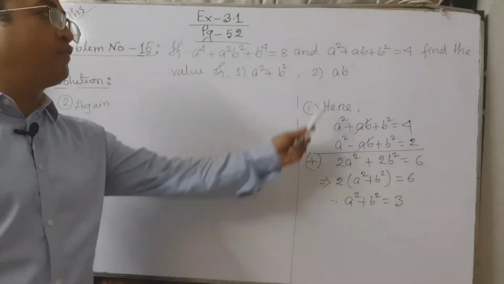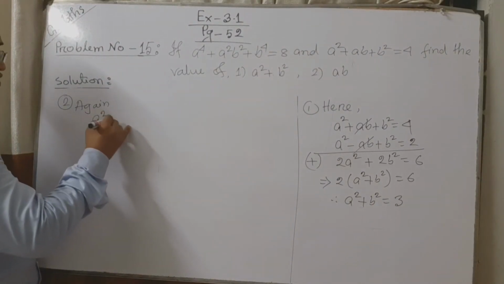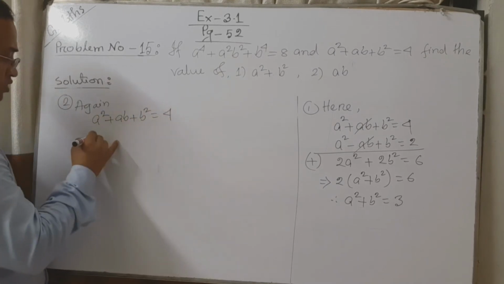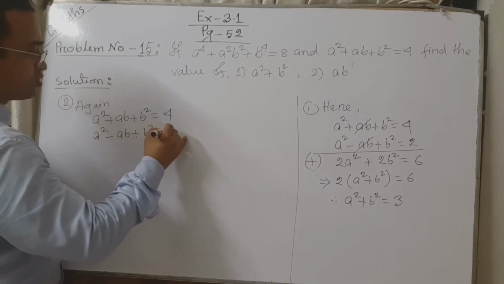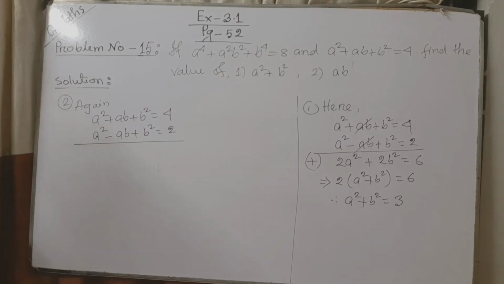Now the value of ab. Look, again we can write like this: a square plus ab plus b square equal to 4, a square minus ab plus b square equal to 2. Now if we subtract these two equations, what will it be?